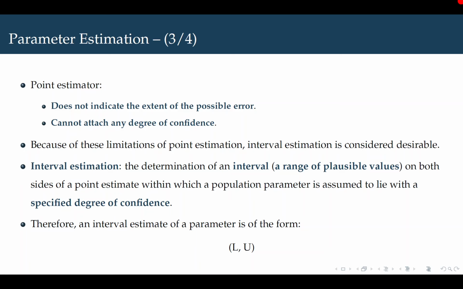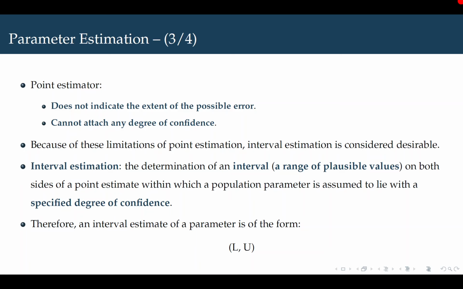But a point estimator has some disadvantages. One, it doesn't indicate the extent of the possible error, because we don't know how close the point estimate is to the true value of the population parameter. And the other, point estimates cannot attach any degree of confidence. We cannot be certain how close the values are to the actual value of the population parameter.